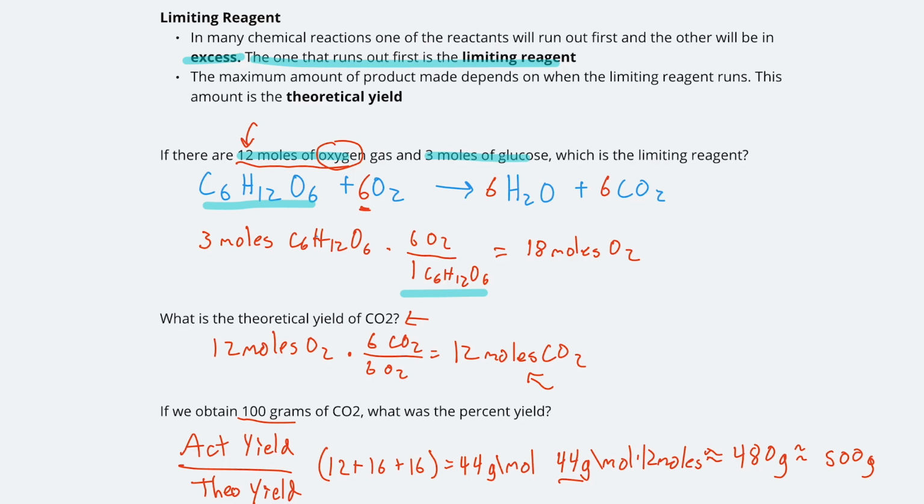And then that makes our equation for the percent yield way easier. And we would do 100 grams divided by 500. So let's just do that right up here. So actual yield was 100 given in the question divided by 500, which equals 20%. So we have a 20% yield approximately.